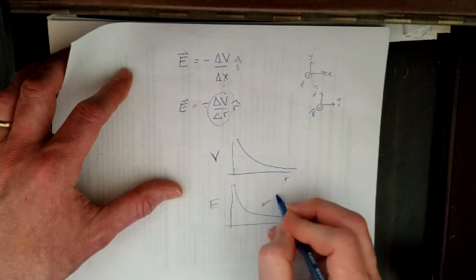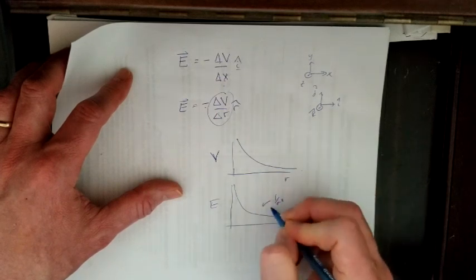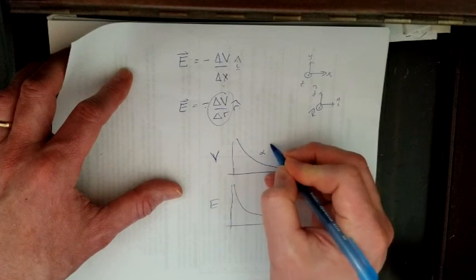So technically this is a 1 over r squared relationship, and it's proportional to 1 over r squared, and that's proportional to 1 over r.